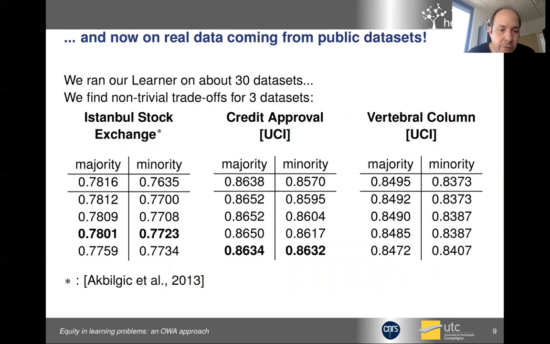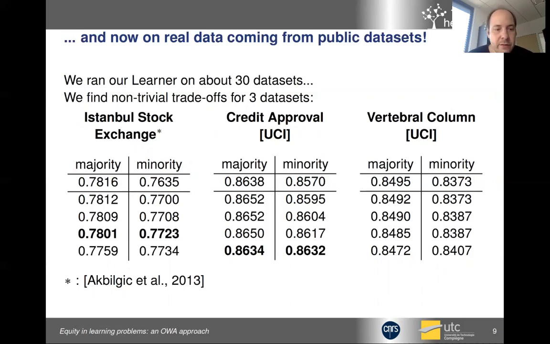Since we validated it as a proof of concept on such synthetic data sets, we wanted to see what happened on public data sets. So we ran our methods on about 30 different data sets, and we find kind of non-trivial trade-offs, but still very small ones, on 3 data sets. These data sets are listed here. It's the Istanbul Stock Exchange and 2 data sets from the UCI repository. And you see that here the gain on the minority is very small, and the loss on the majority is slightly smaller, but still the results are not that great.